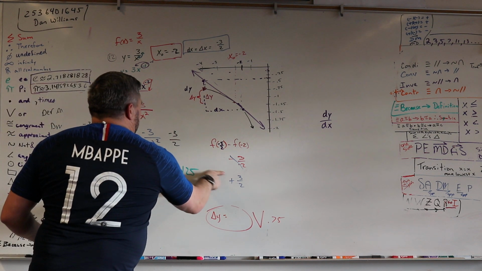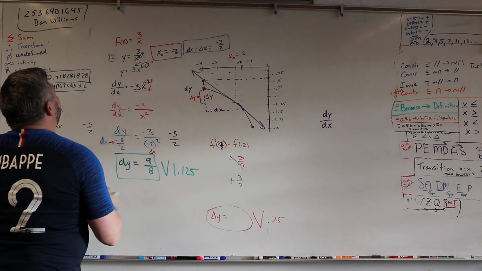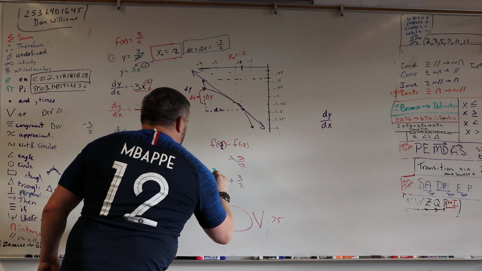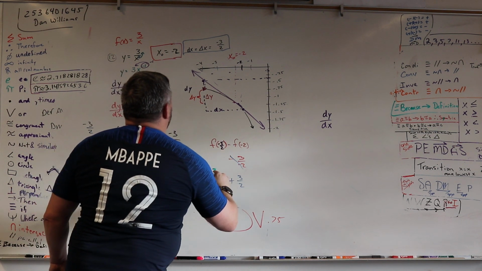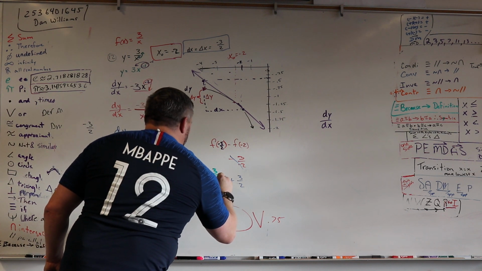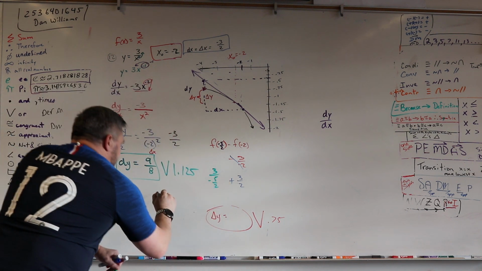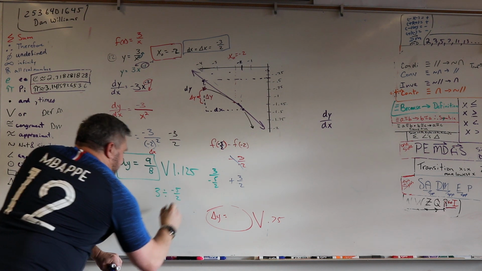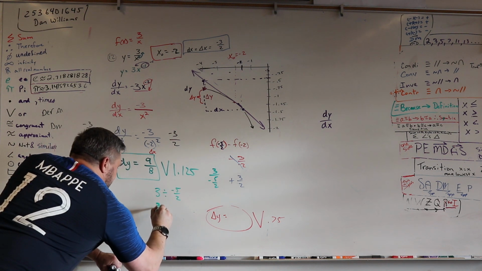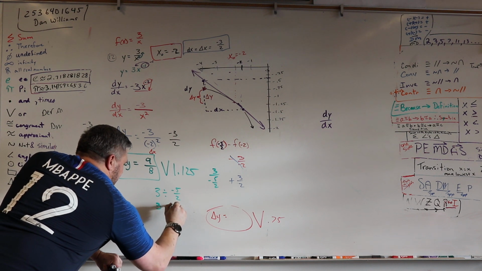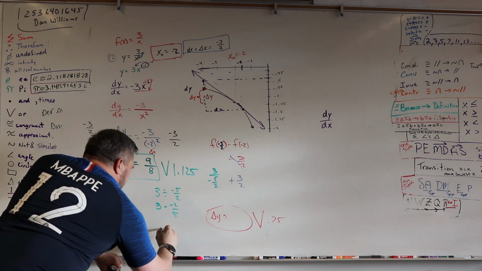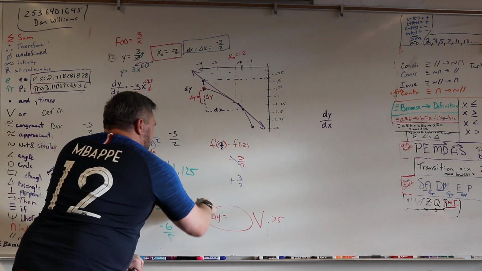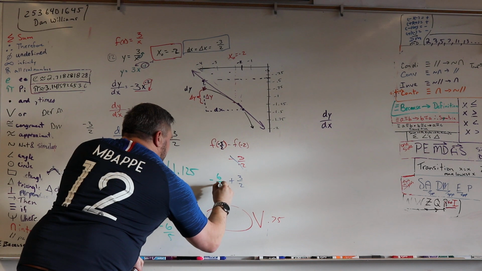So when I plug in negative 5 over 2 into my function, which would be 3 divided by negative 5 over 2. So that's 3 divided by negative 5 over 2. So that's 3 times negative 2 over 5. So that's negative 6 over 5. So this would be negative 6 over 5.